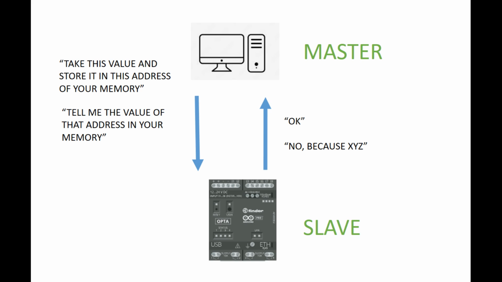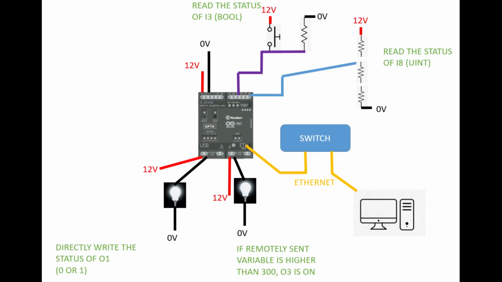The master will ask for orders, so it will say take this value and store it in this address of your memory, or tell me the value of an address that you have in your memory, and then the slave will comply or not. In order to show that this works, we will do this physical construction.